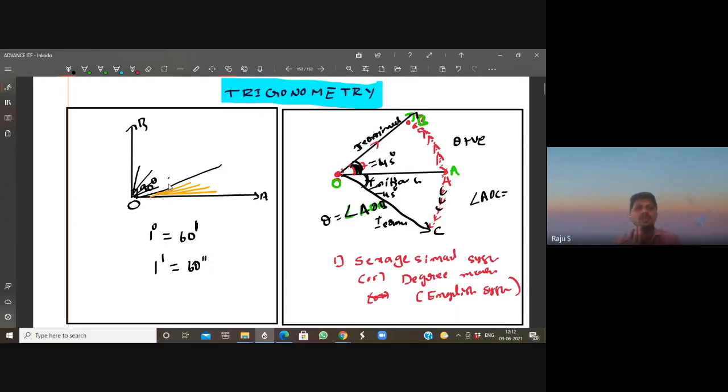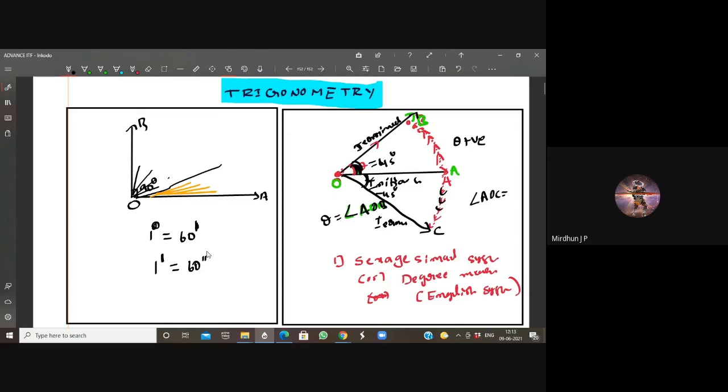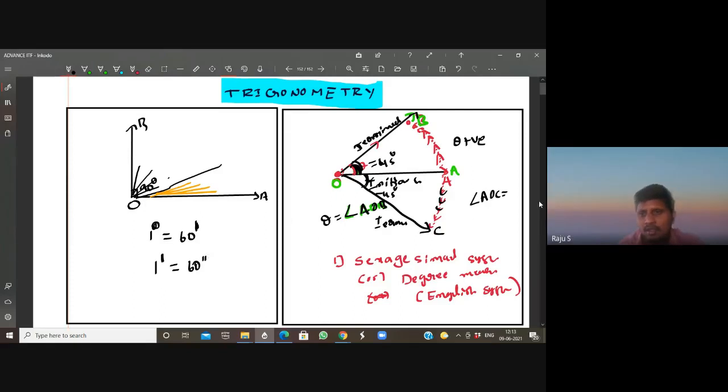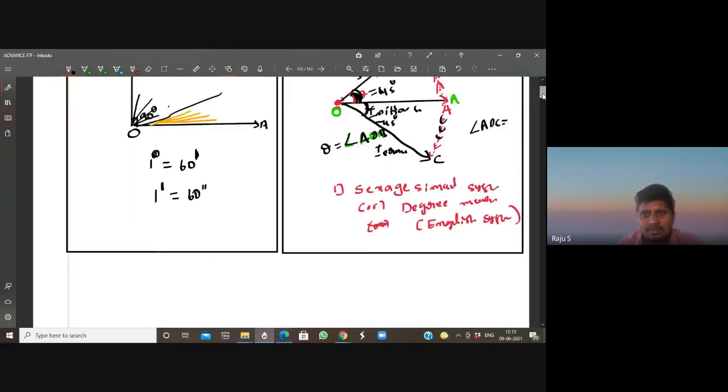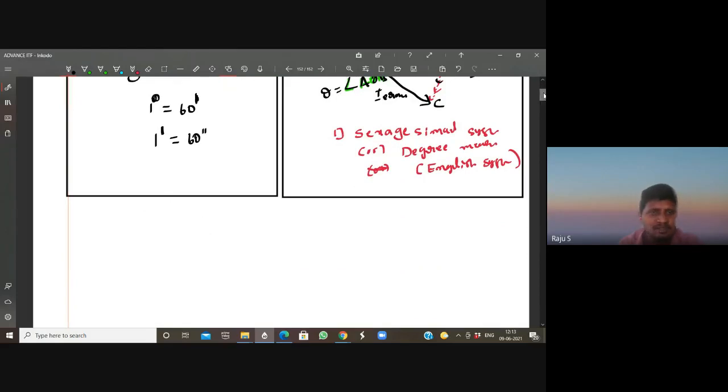Okay, anyhow, you got an idea. One right angle can be divided into 90 equal parts. Each part is called a degree, denoted by this symbol, and each degree can be divided into 60 equal parts. Each part is called a minute. You can denote it like this. Also each minute is equal to 60 seconds, 60 double dash. Understood? Okay, students, this is called the English system, degree measure or sexagesimal system, right?